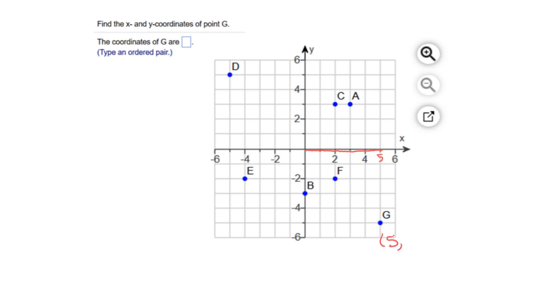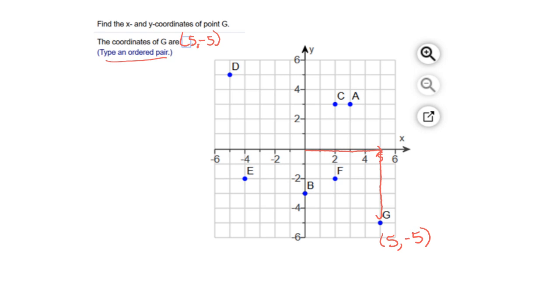And then I'm going to move vertically down. And I need to count how many places I've moved down. Now remember, moving down is a negative direction. Moving up would have been positive, but moving down, it is negative. So point G has 5, negative 5 for its coordinates. Once again, you want to write this down with a negative sign and include those parentheses. Make it look like that ordered pair.